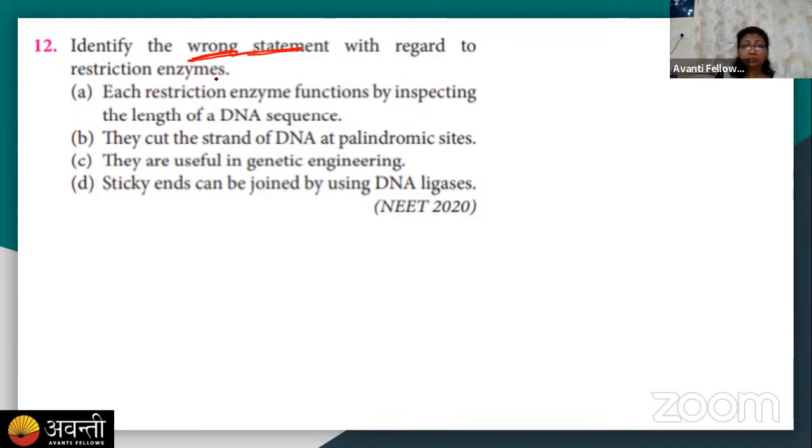Okay, so your option A says each restriction enzyme function is inspecting the length of a DNA sequence. Option B, they cut the strand of DNA at a palindromic site. Option C says they are useful in. Option D says the ends can be joined by using.